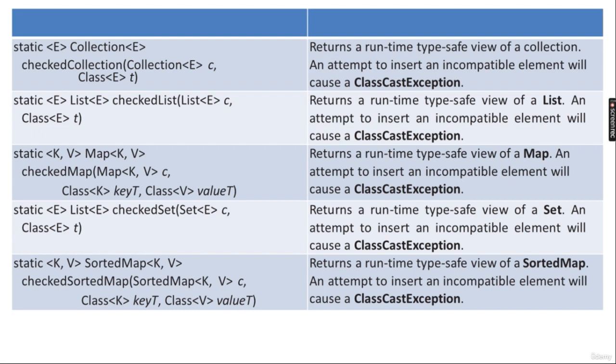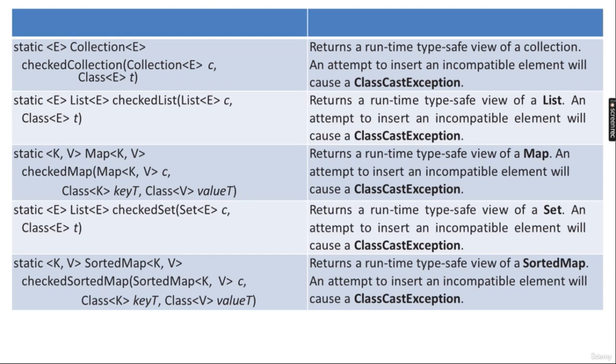Static E Collection E checkedCollection, Collection E C, Class E T. Returns a runtime type safe view of the collection, and an attempt to insert an incompatible element will cause a ClassCastException. Static E List E checkedList, List E C, Class E T. Returns a runtime type safe view of the list, and an attempt to insert an incompatible element will cause a ClassCastException. Static Map checkedMap, Class K keyType, Class V valueType. Returns a runtime type safe view of the map, and an attempt to insert an incompatible element will cause a ClassCastException.